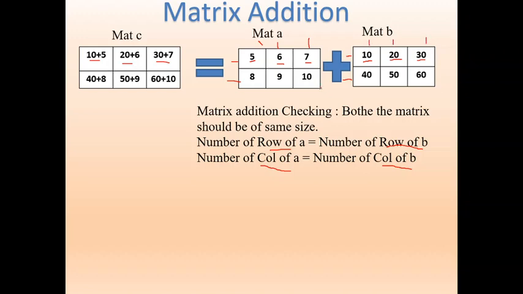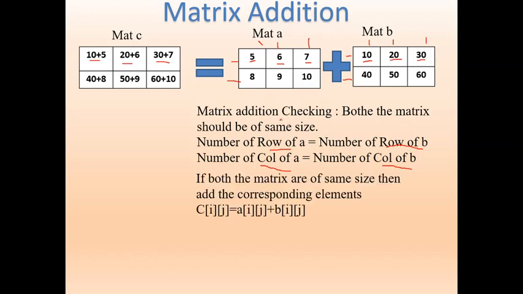So matrix A is a 2 by 3 matrix. Matrix B is also a 2 by 3 matrix. So I can add matrix A with matrix B. If their size is different, we cannot perform the addition operation. So before the addition operation, we need to make a comparison. What is the size of mat A? Size of mat B. If both the matrices are of the same size, then only we can do the addition process.